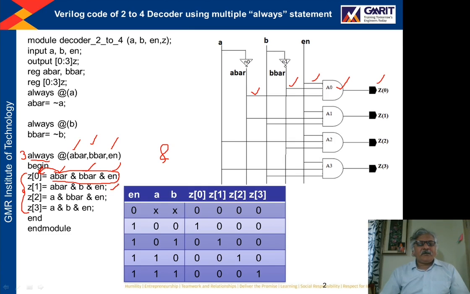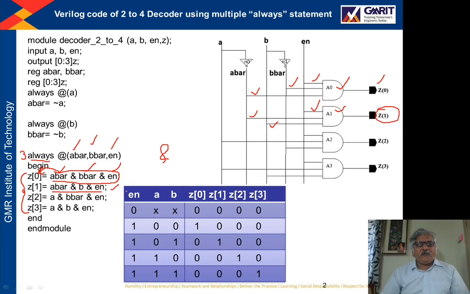Now come to the next statement. Z1 is equal to A bar ampersand B ampersand En. So see here Z1. How are we getting this value? Enable En and with A bar and with B, right? So A bar and B and enable. Whatever result we get after evaluation of this will be assigned to Z1.